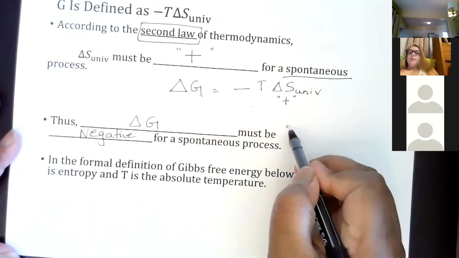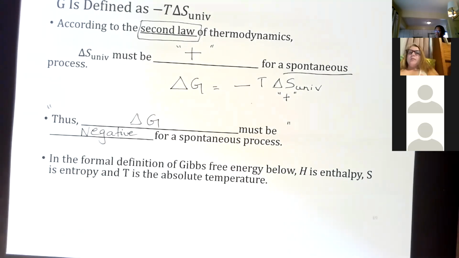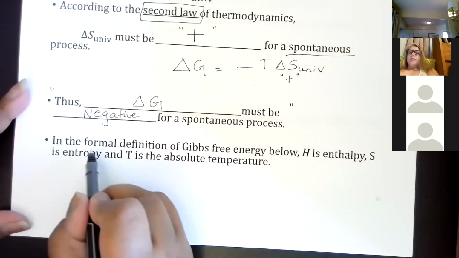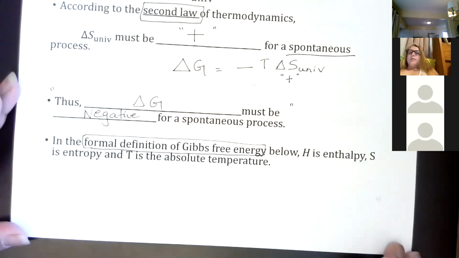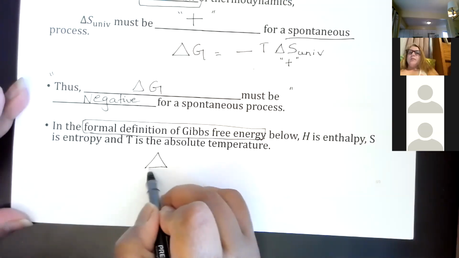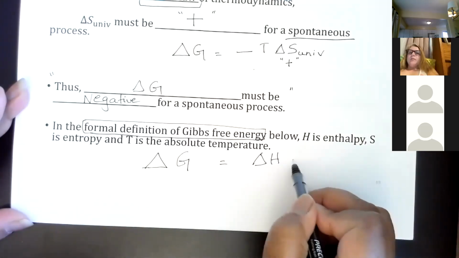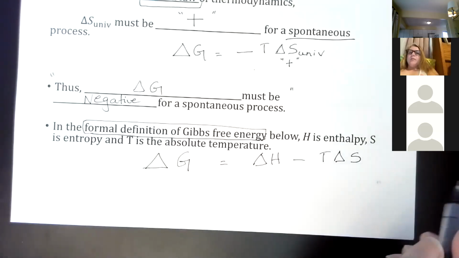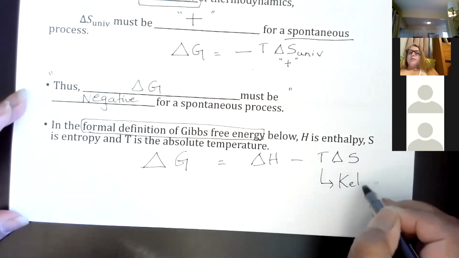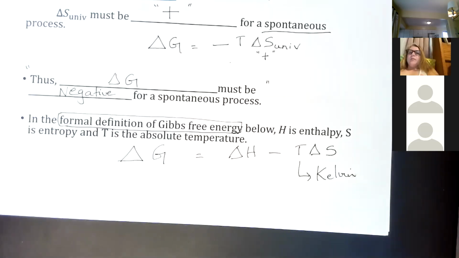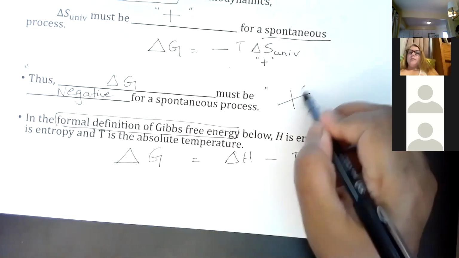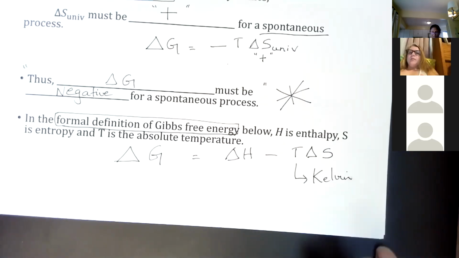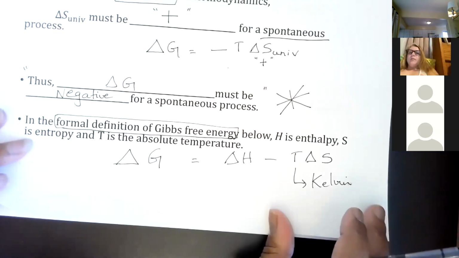So this is our golden rule. We don't look at delta S universe. We use delta G that has the T component in it. And so the formal definition, which you will use in organic, in biochemistry, in biology even, biological systems follow this. And T is, of course, in Kelvin. So T cannot be negative. Okay? So this is our golden rule. So delta S universe has to be positive, but delta G has to be negative for a spontaneous process.